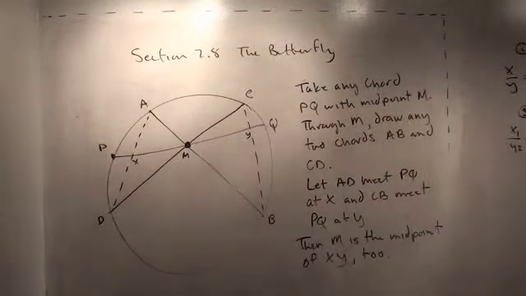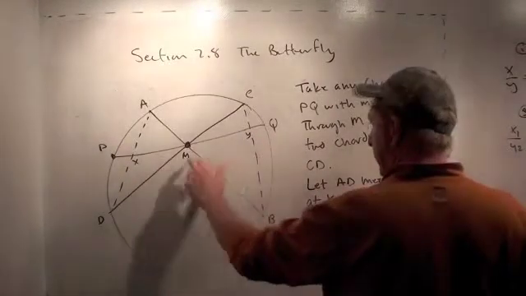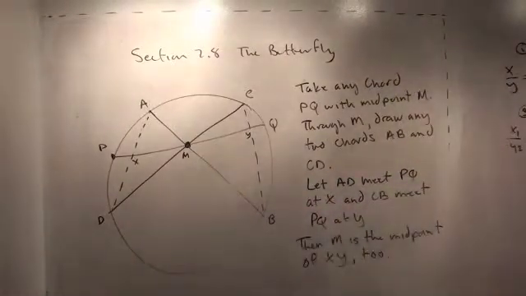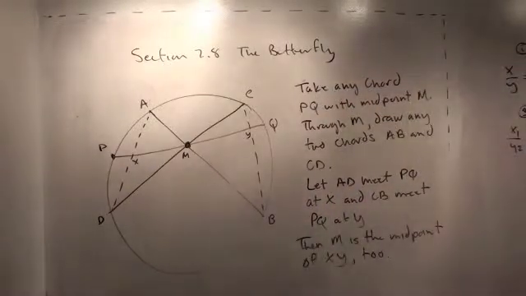This is section 2.8 of Geometry Revisited, and the theorem is called the butterfly theorem. And it goes a little something like this. Take any chord in a circle, we'll call that PQ, and we'll call the midpoint of that chord M. Now, draw any other two chords passing through M, AB and CD. So here's AB, here's CD, nothing special about AB and CD, any chords passing through the midpoint of PQ.